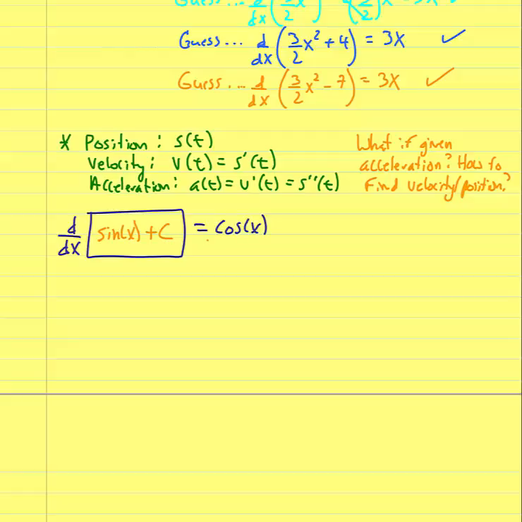So the way we would say this is the antiderivative of the cosine of x is the sine of x, and we're going to add that plus c. So again, one more time, this is the antiderivative, and the cosine function is my derivative.